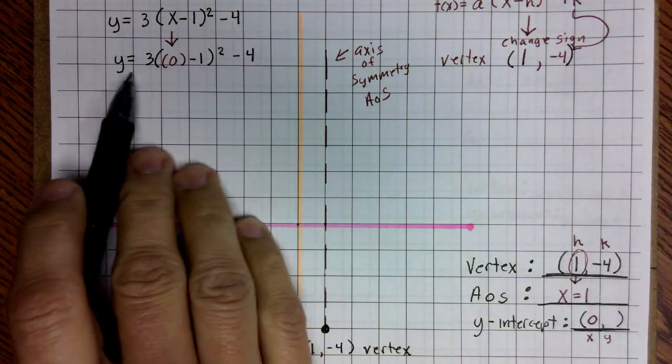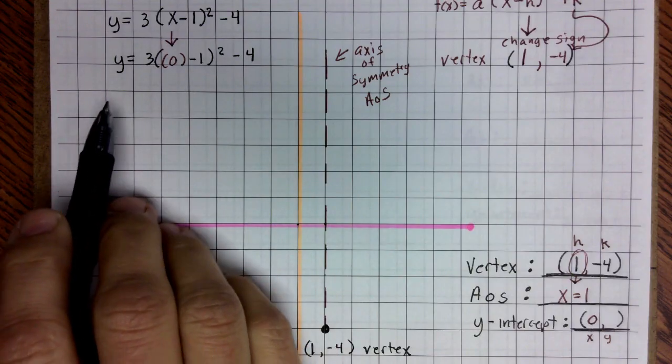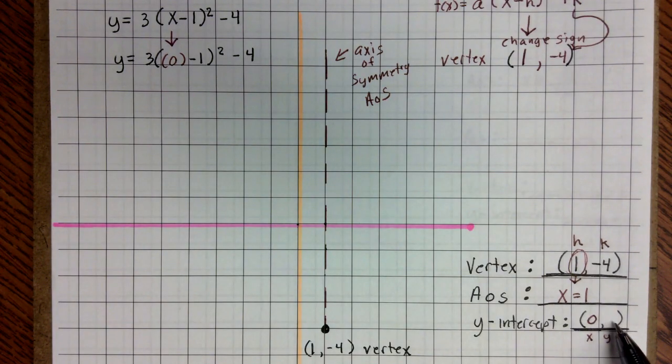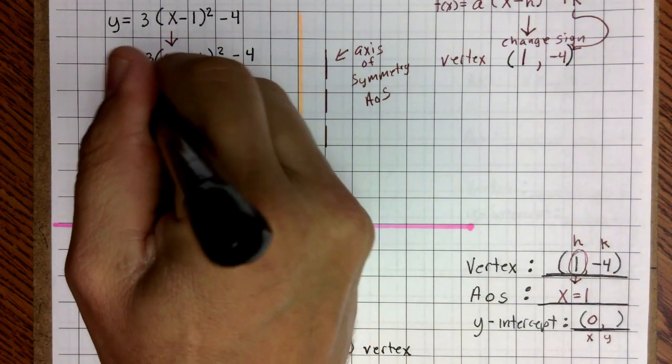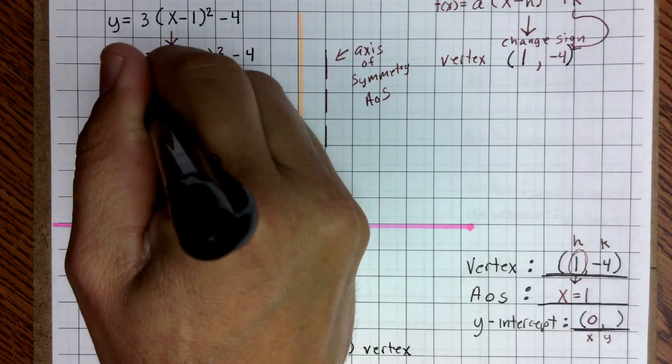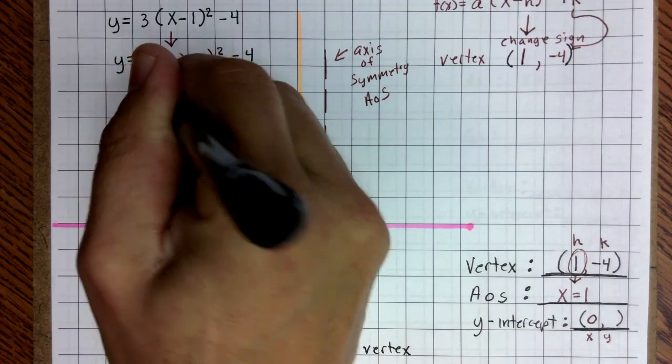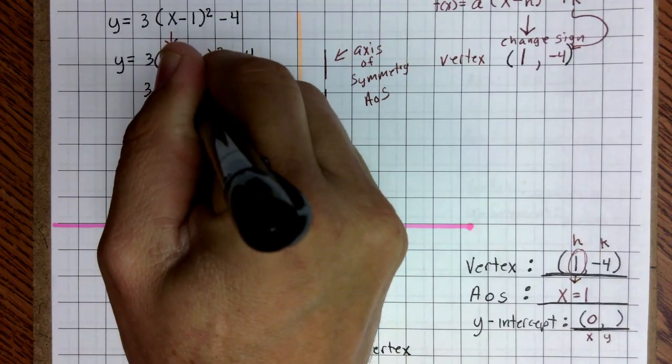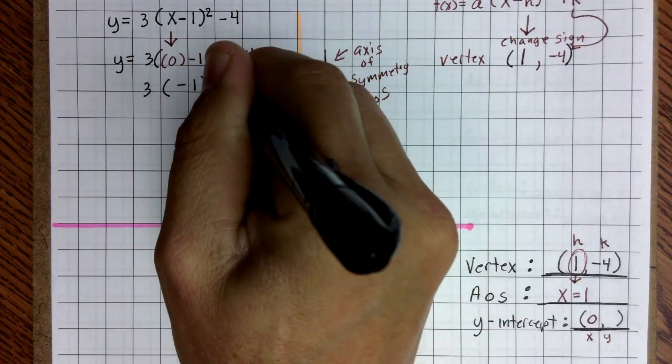And now we're just going to solve this for y because we just have one variable. When we find that y value, that's going to be the y value from my y-intercept. So let's go ahead and do the math here. I'm going to stop writing y for just a moment and start working this out. So I'm going to rewrite this as 3, and 0 minus 1 just leaves us with negative 1 squared minus 4.